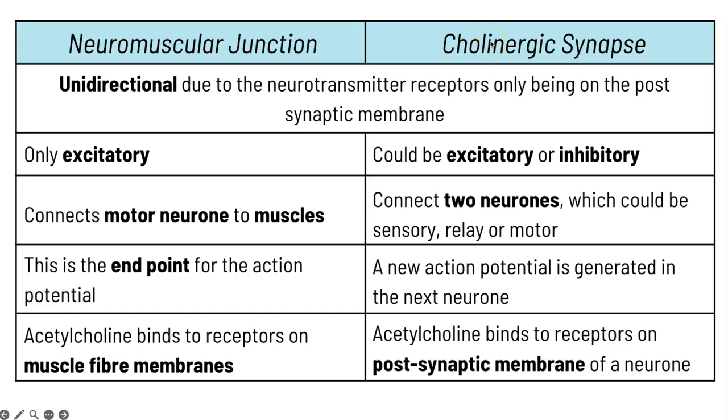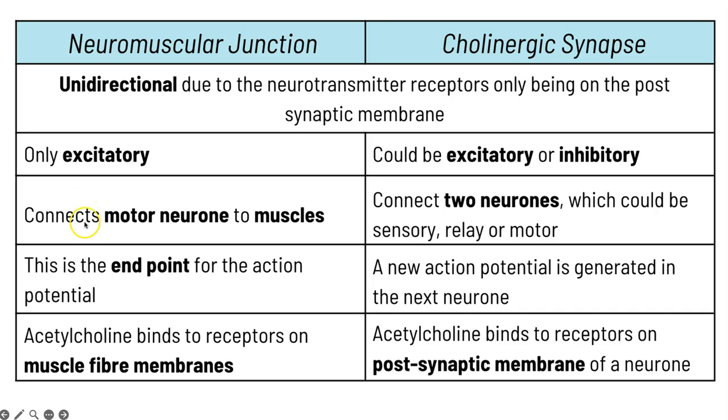and a cholinergic synapse, which means it's a synapse with the neurotransmitter acetylcholine. Both of them involve the unidirectional or one-directional movement of the neurotransmitter, and that is because you only have the neurotransmitter receptors on the postsynaptic membrane. A neuromuscular junction is always excitatory, meaning it will always result in the generation of the action potential on the muscle contraction, whereas a cholinergic synapse could be inhibitory if chloride ions are being released and chloride ions enter.